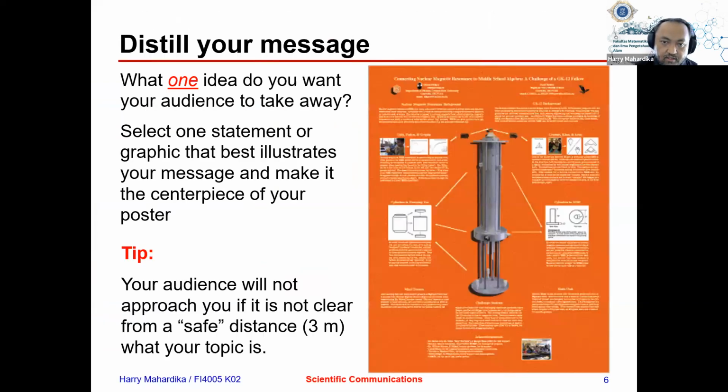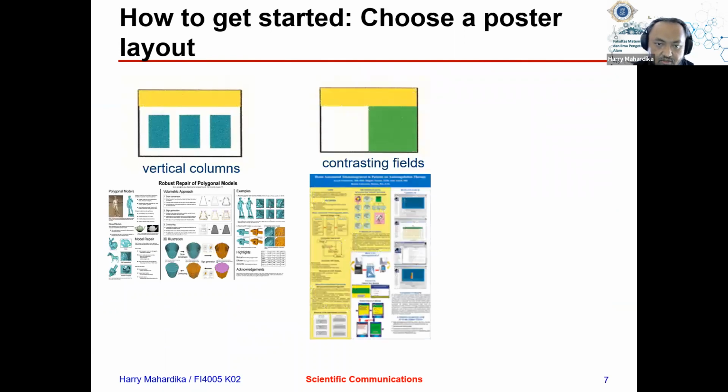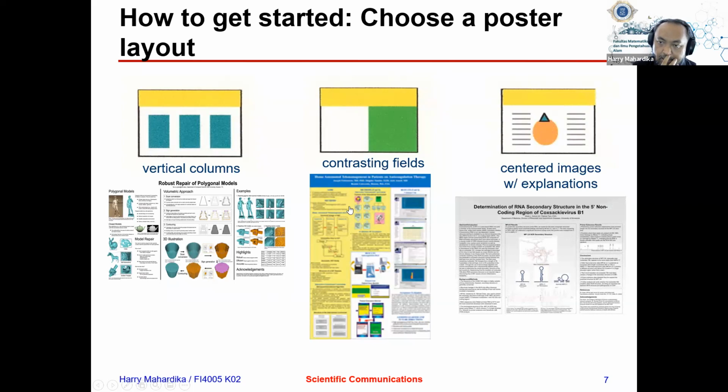Whereas another format that you can use is a contrasting field like this one. So, for example, you're going to tell about before and after, or you want to contrast one method to another. So you analyze or you process a certain data using method A and method B, and then you compare which one is the best between the two. So you can use the contrasting field, or you can use a centered image with explanation like this one.